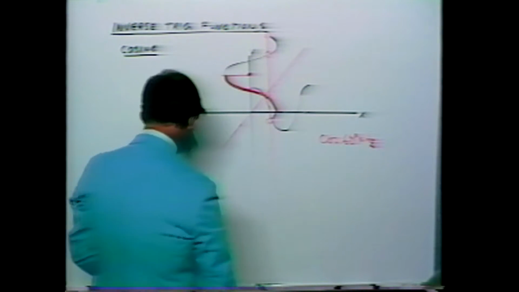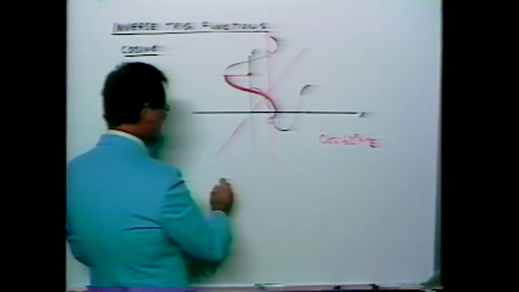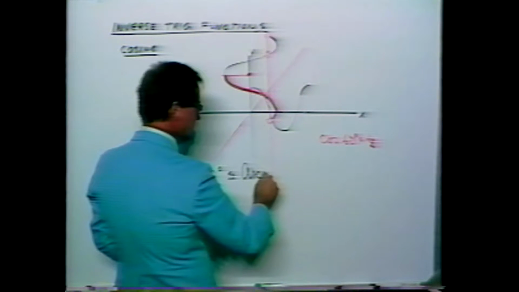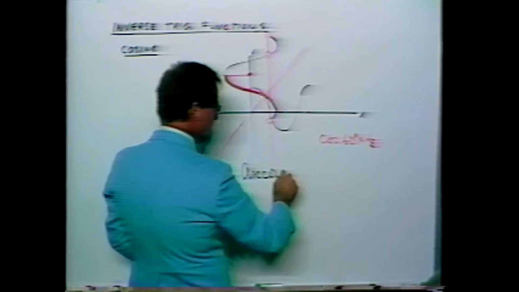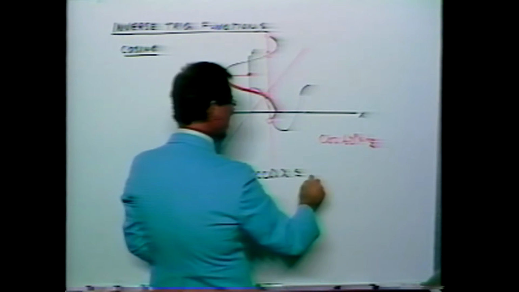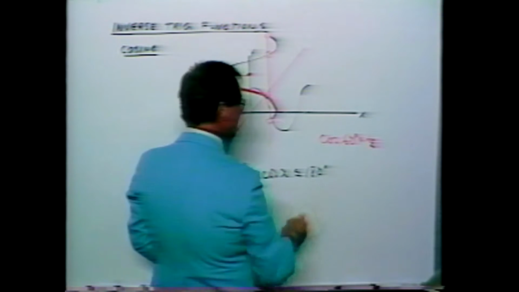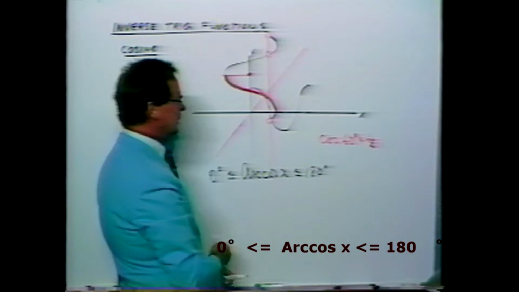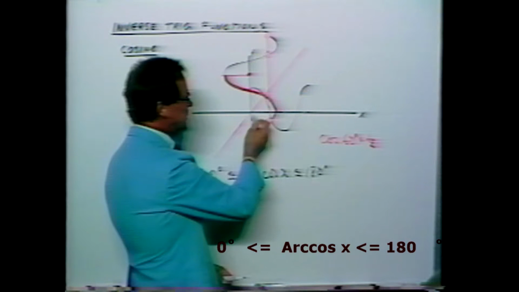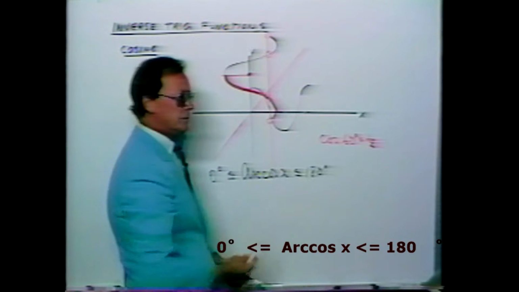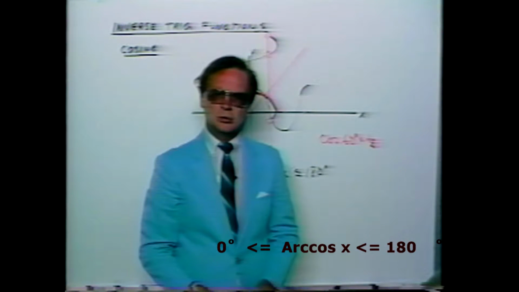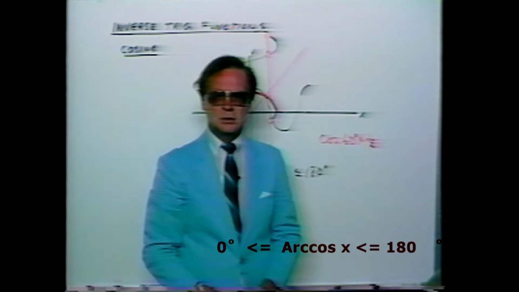And of course, the principal curve yields those principal values within the restriction from 0 degrees to 180 degrees. Consequently, 0 degrees is less than or equal to capital A is less than or equal to 180 degrees. And so the measure of the inverse cosine function will be restricted between those limits. That is how most calculators are constructed so that the principal values are the values that are displayed.